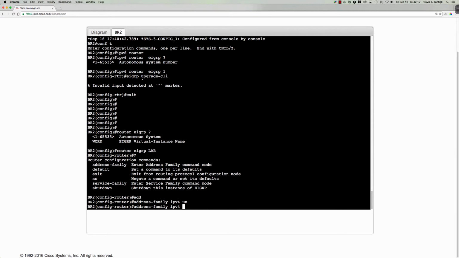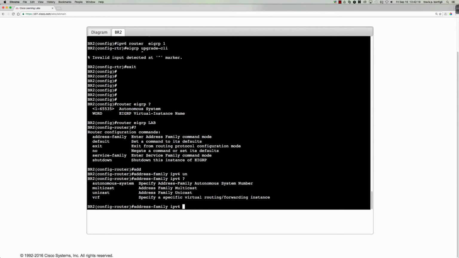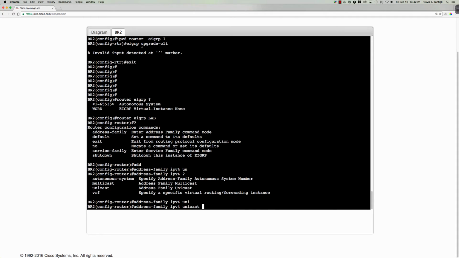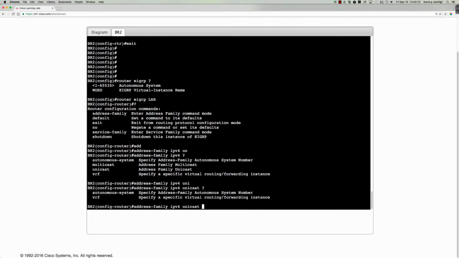Now, unicast is the default, and you can get away without putting it in there. So we'll leave it in there. And you'll see here that the only thing I can do is either VRF, if we were doing a VRF, virtual routing and forwarding instance, or autonomous system. Now it says autonomous system. Let's see if it supports AS. And this is what I was thinking of earlier when I kept typing AS in there. So address family, IPv4, unicast, autonomous system number, and we're just simply going to use 1.